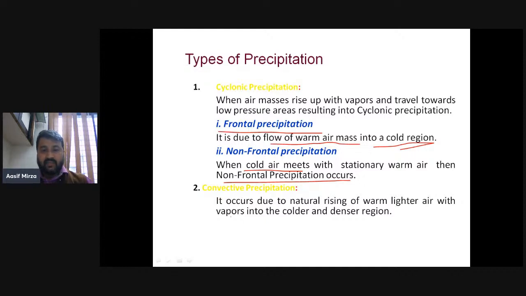Now, another precipitation type is convective precipitation. It occurs due to the natural rising of warm lighter air with vapors into the colder and denser region.